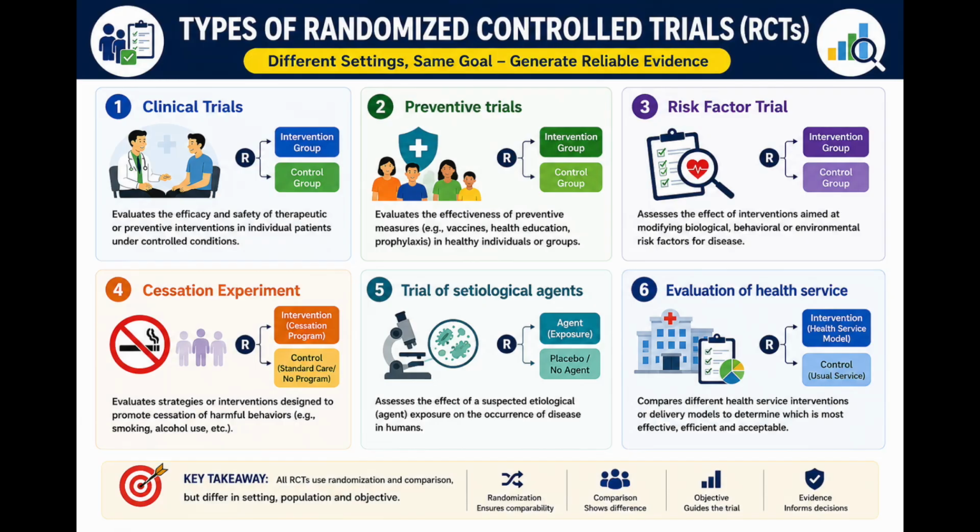Risk factor trials focus on modifying risk factors before disease develops. Cessation experiments evaluate the benefits of stopping harmful habits such as tobacco or alcohol use. Trials of etiological agents are conducted to confirm or refute hypotheses regarding disease causation. Finally, evaluation of health services assesses the effectiveness, efficiency, and quality of healthcare delivery systems. Although these trials differ in their objectives, they all rely on randomization to generate high-quality scientific evidence.